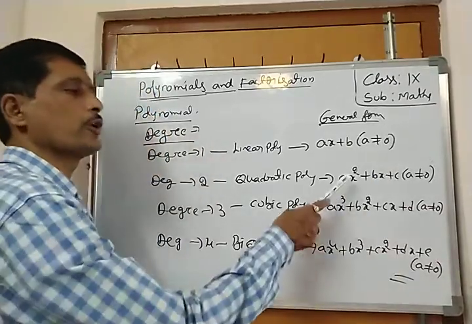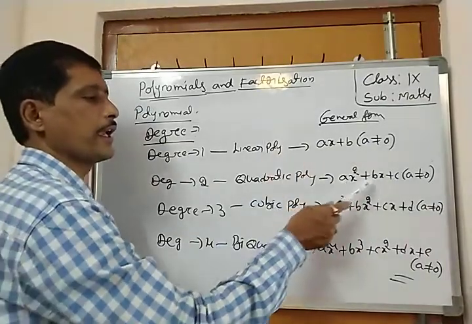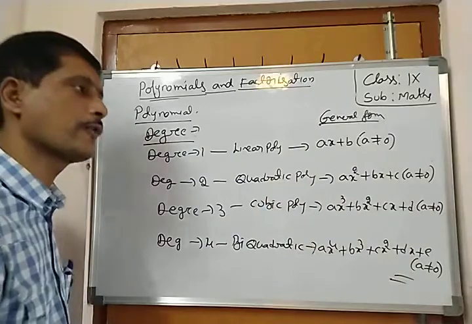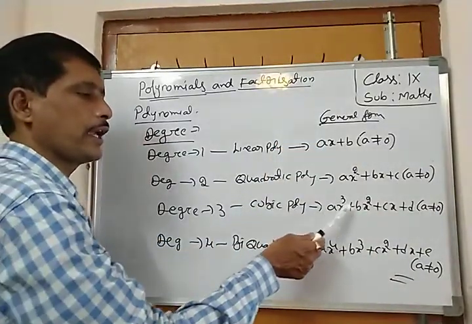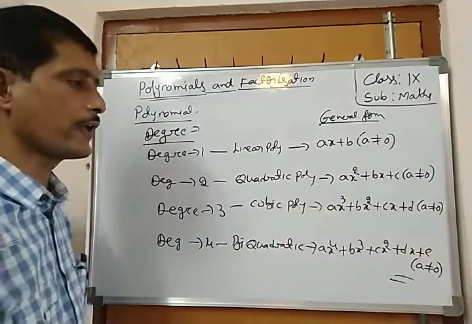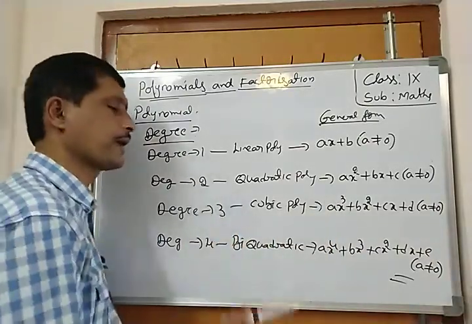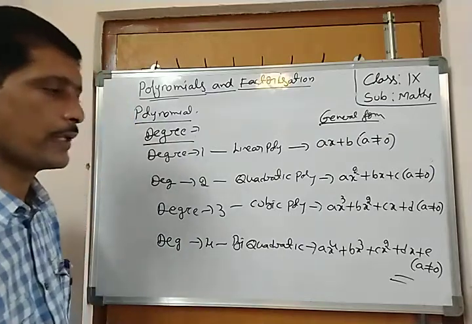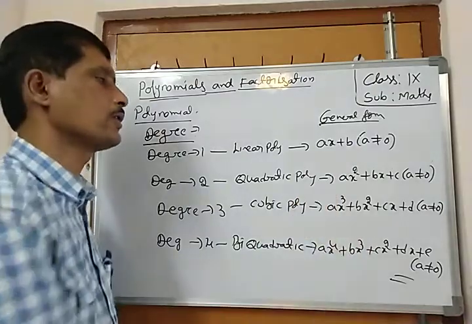Here also the same: coefficient of x square is a, coefficient of x is b, and c is the constant. For the cubic, a, b, c are coefficients of x cube, x square, x. Here degree 4, that is biquadratic, is ax power 4 plus bx cube plus cx square plus dx plus e, where a not equal to 0.